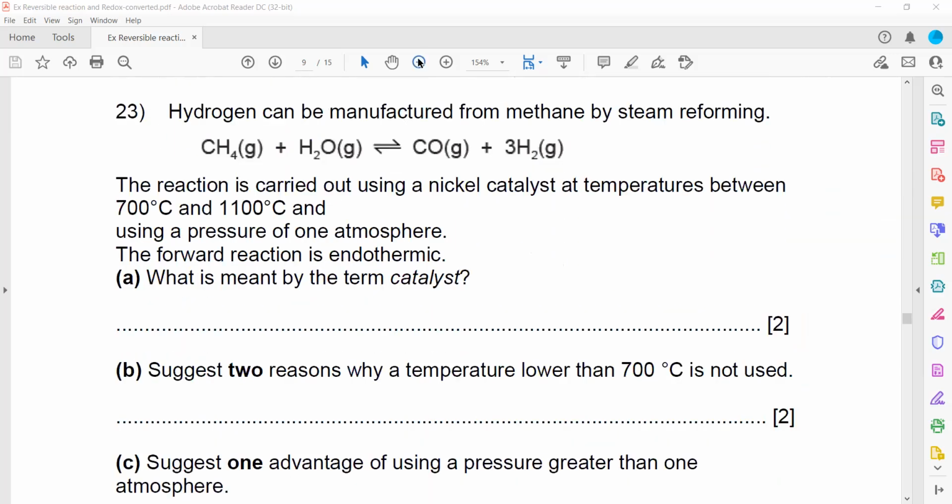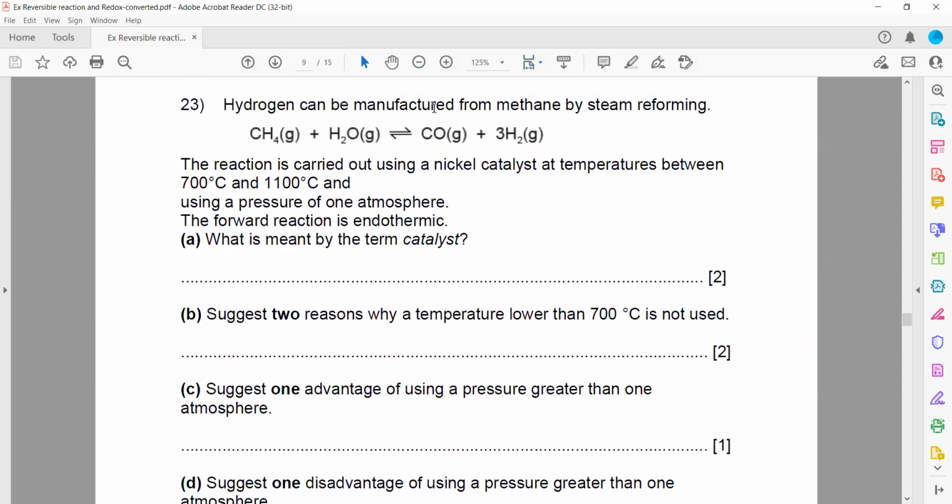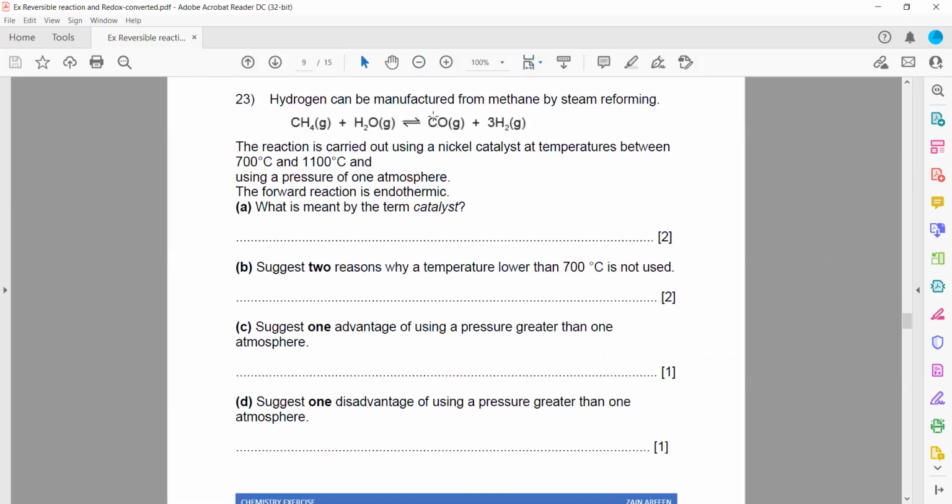Now the structure question. Hydrogen can be manufactured from methane by steam reformation. This process is known as steam reformation. The reaction is carried out using nickel as a catalyst at a temperature between 700 and 1100 degrees centigrade, using a pressure of 1 atmosphere. The forward reaction is endothermic.